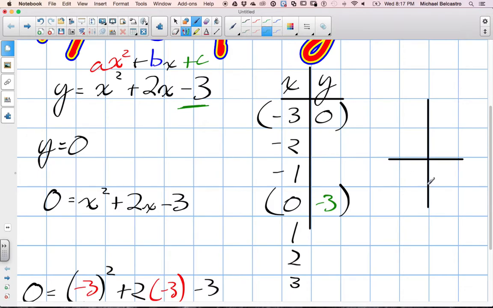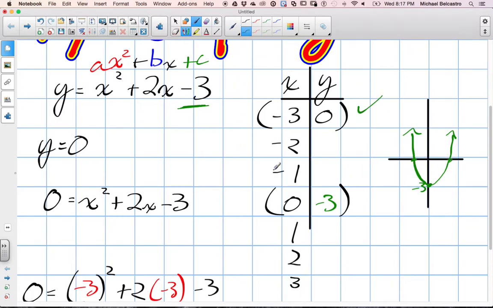We know the y-intercept's at -3. We got that. And we know this quadratic opens upwards. So if the y-intercept's at -3, we know it's not going down because the a value is positive. So if it's heading upwards, then it must have 2 x-intercepts. So we know we've got one.